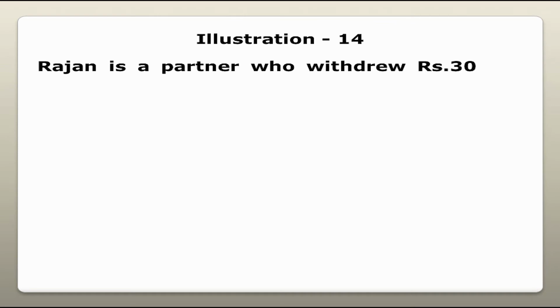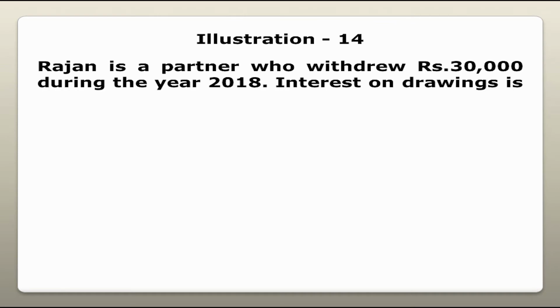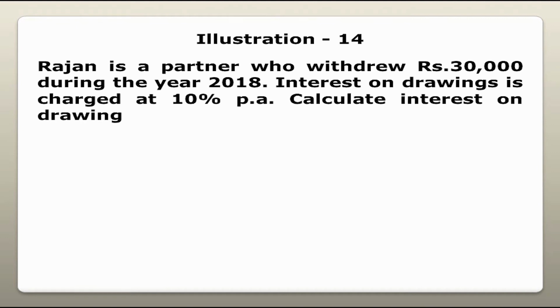Now the next. Illustration 14. Rajan is a partner who withdrew rupees 30,000 during the year 2018. Interest on drawings is charged at 10% per annum. Calculate interest on drawings. So let's look at the solution. Here 30,000 he has withdrawn during the year. Which month, they have not told us. And the rate is 10%. So we have to calculate the interest.